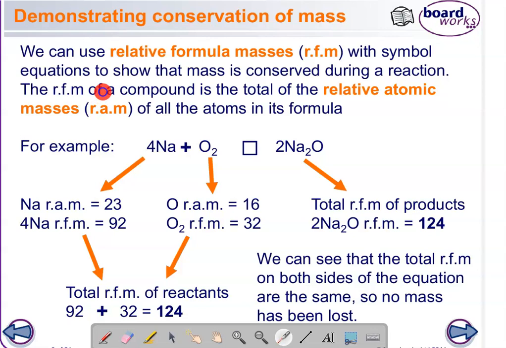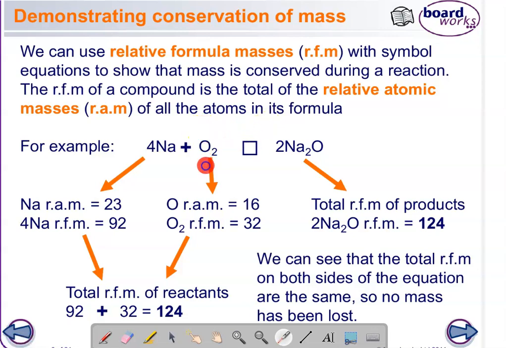The RFM, or the relative formula mass of a compound, is the total of the relative atomic masses of all the atoms in its formula. We've already gone through how to work out the relative formula masses. You do that by summing up all the individual relative atomic masses. Now, how do you show that mass has been conserved in a particular reaction?